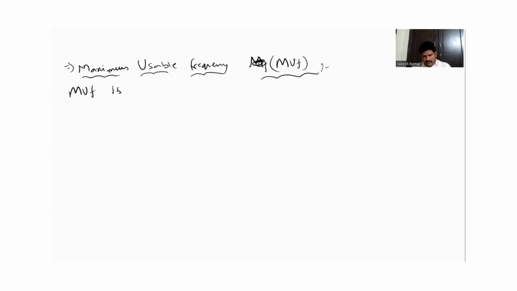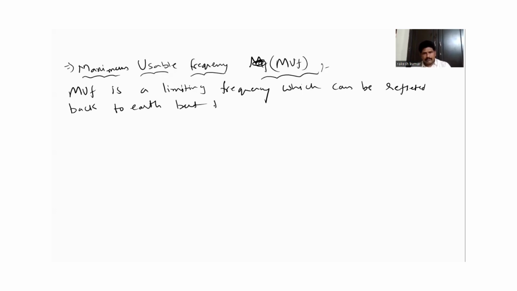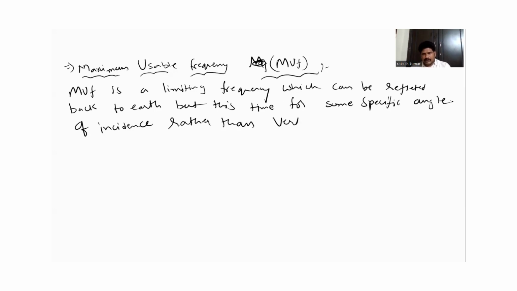Okay, so I can write it as MUF is a limiting case, a limiting frequency, which can be reflected back to earth, but this time for some specific angle of incidence, rather than vertical incidence.